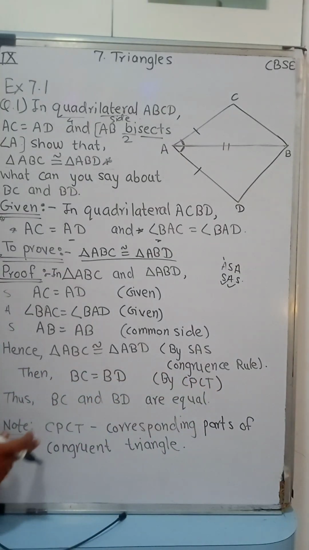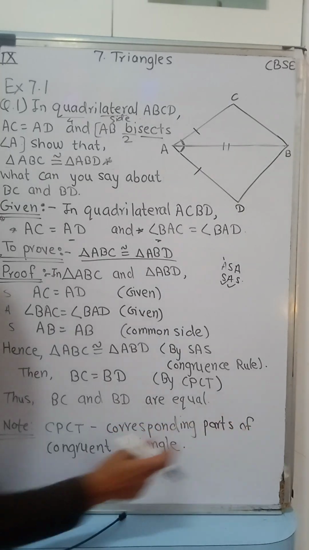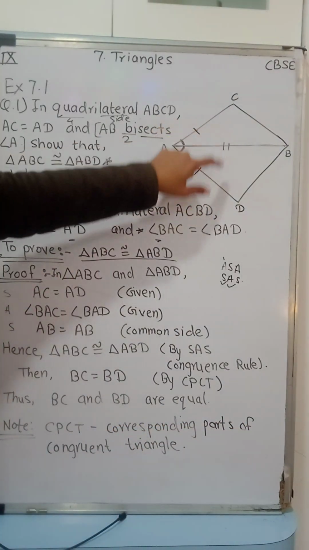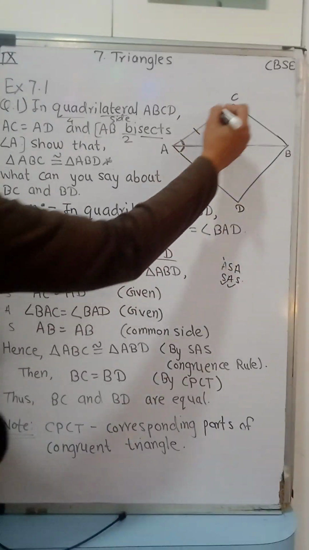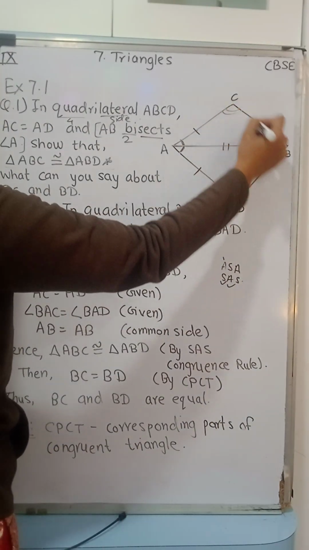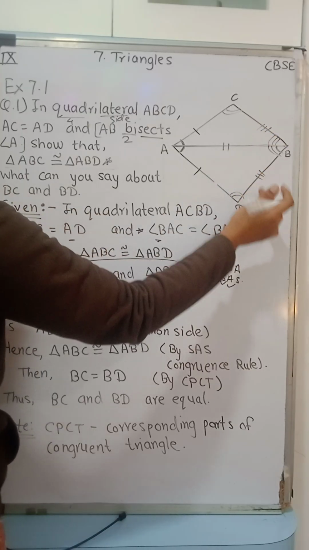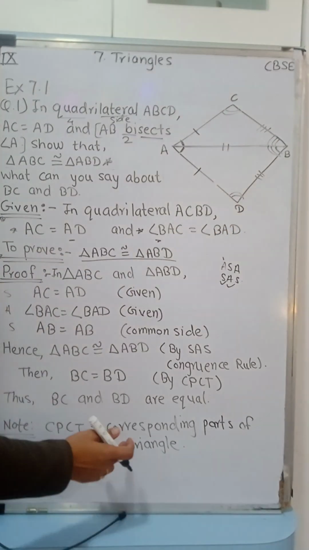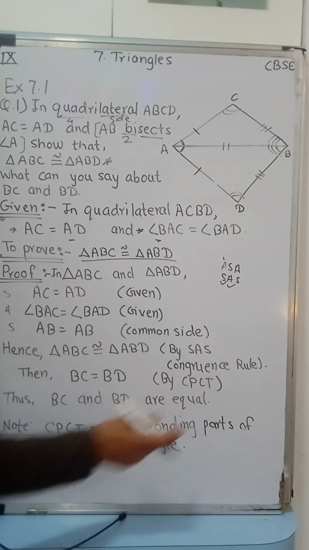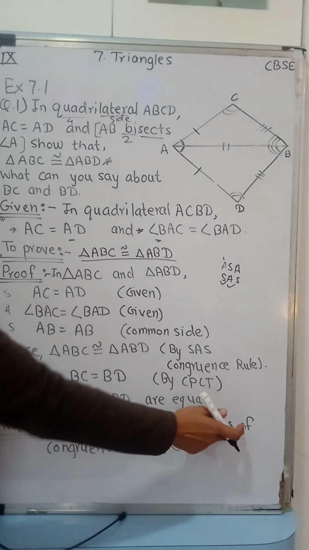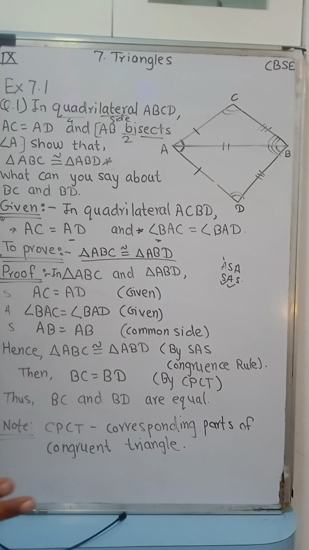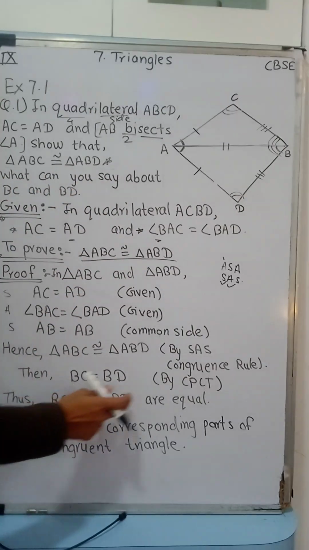What is meant by CPCT? CPCT is corresponding parts of congruent triangles. If these two triangles are congruent, then what will their remaining parts be? They will be the same. That means this angle will be equal to this angle, and this side will be equal to this side. So BC is equal to what? BD, and we are writing that by CPCT. The long form of CPCT is corresponding parts of congruent triangles. If two triangles are congruent, as we have proved, their remaining parts will also be equal. Clear, everyone? Though it is a word problem, you asked what can you say about BC and BD. Thus BC and BD are equal.